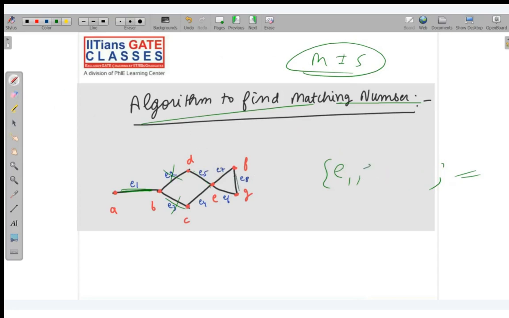E1 we have taken, then we will take E8. After taking E8, we will cut E7 and E6. Now you have a choice. You can take either E5 or E4. If I take E5, we will get this. If I take E4, we will get another.